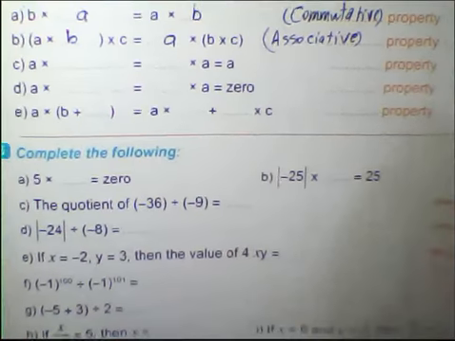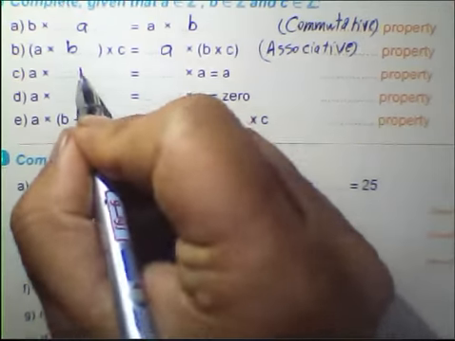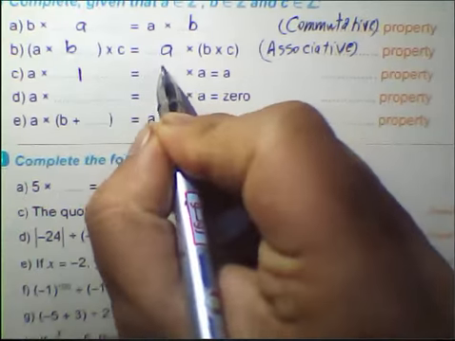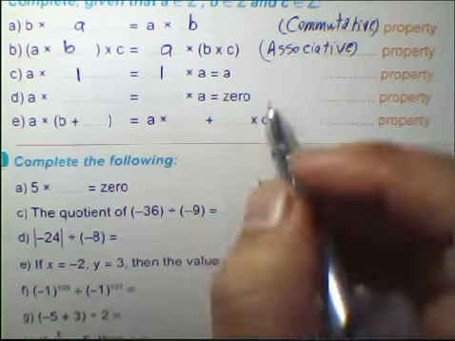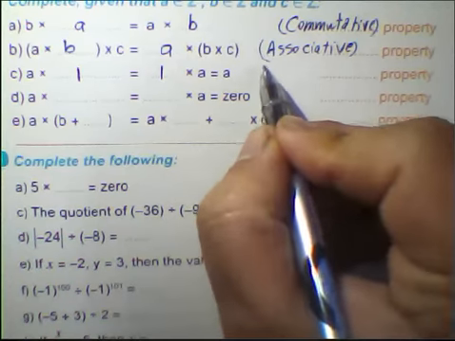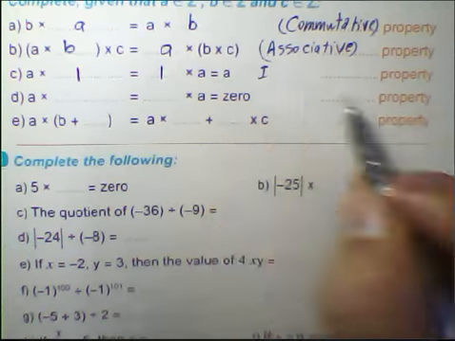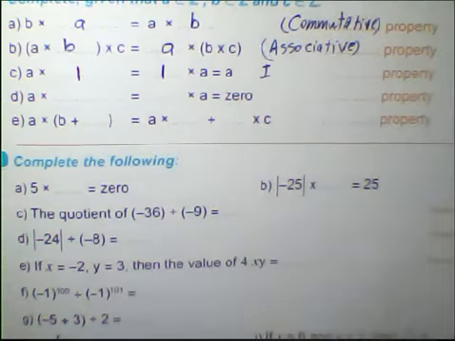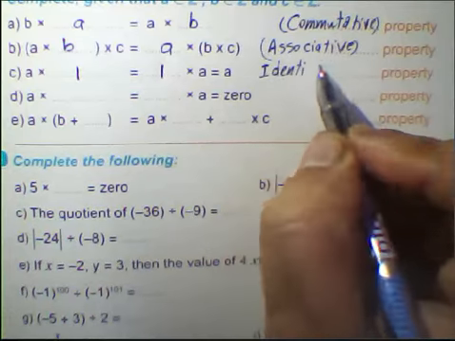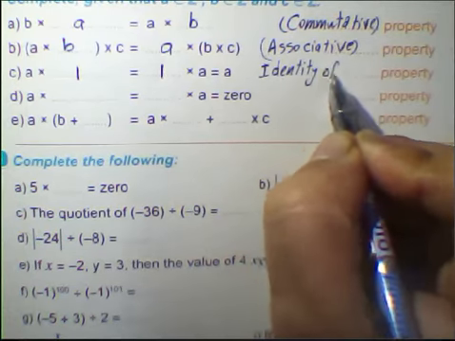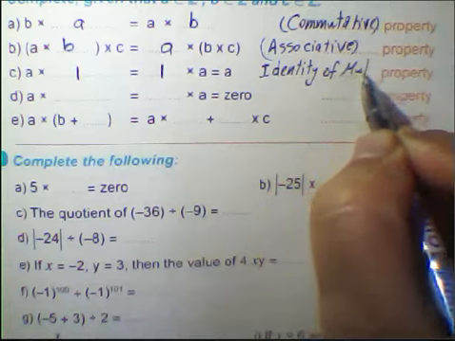A multiply 1 equal A, or 1 multiply A equal A. Identity of multiplication.